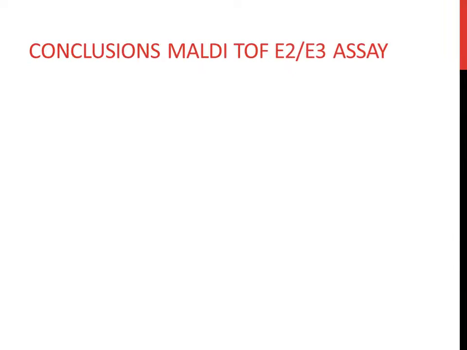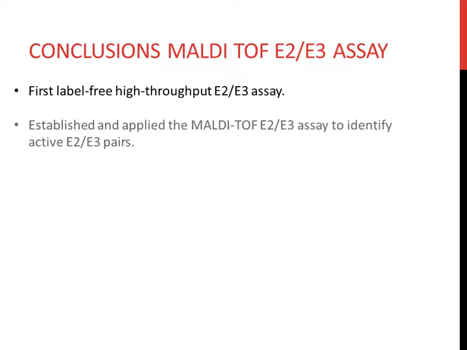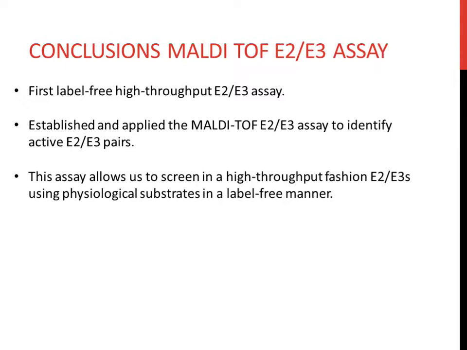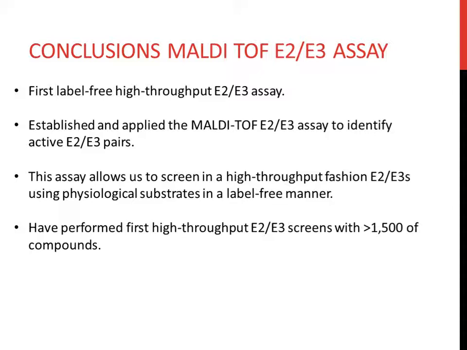So to conclude this part, we have done the first label-free high-throughput E2-E3 ligase assay and established it to identify E2 and E3 pairs. This assay allows us to screen E2-E3 ligases in a high-throughput fashion using physiological substrates in a label-free manner, and we performed the first high-throughput E2-E3 label-free screen with about 1,500 compounds.